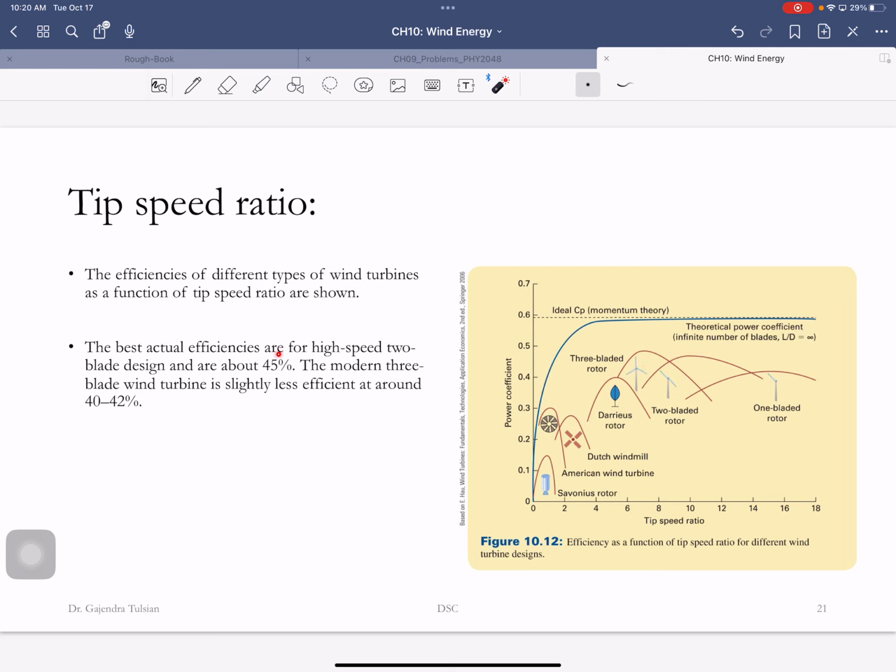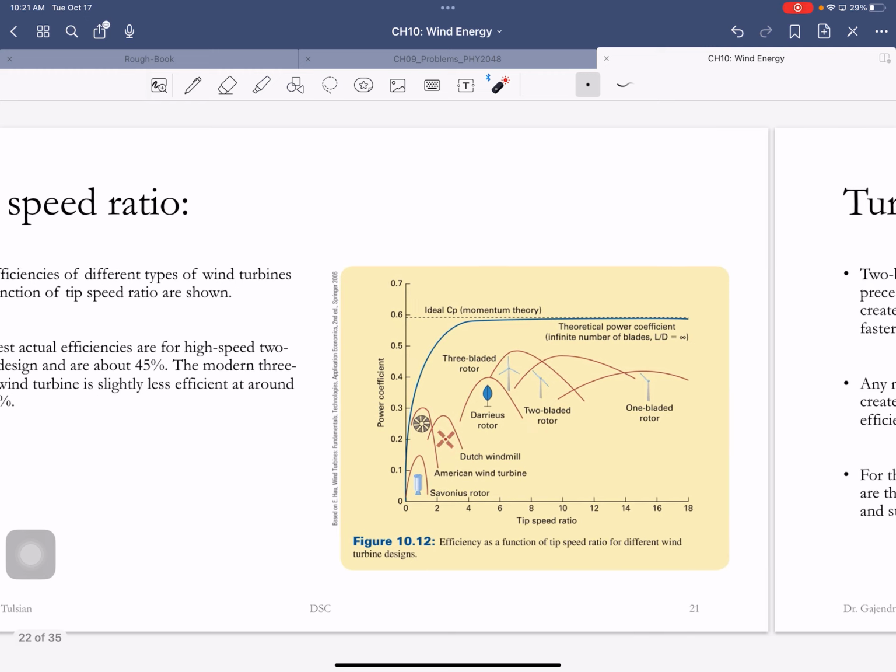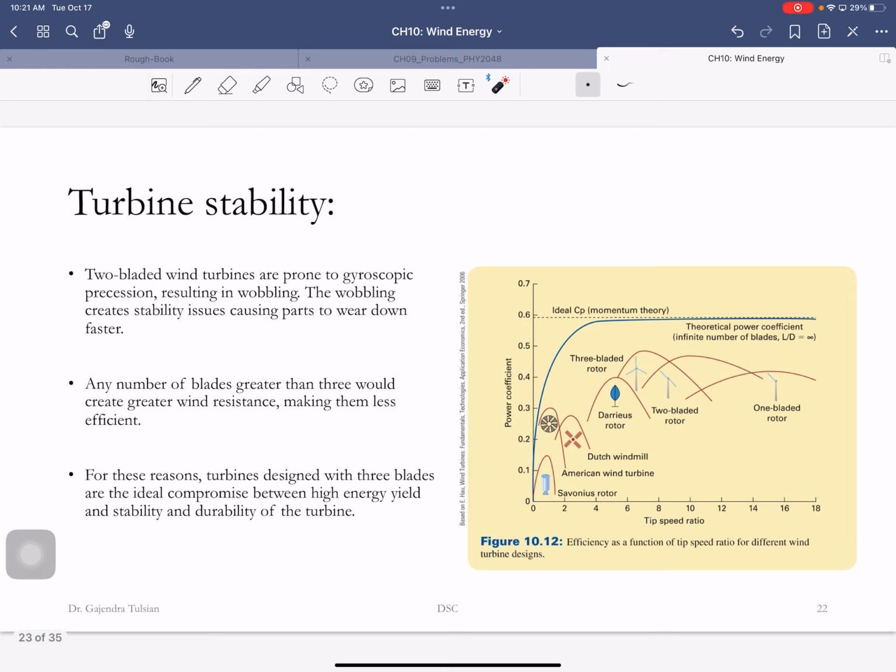The best actual efficiencies for a high-speed two-blade design are 45%. So in practice, a two-blade can be 45% efficient, and the three-blade is about 40% efficient. But the two-blade ones are not stable, so we don't build them. Two-blade turbines are prone to gyroscopic precession, resulting in wobbling. Any number of blades greater than 3 would create greater wind resistance, making them less efficient.